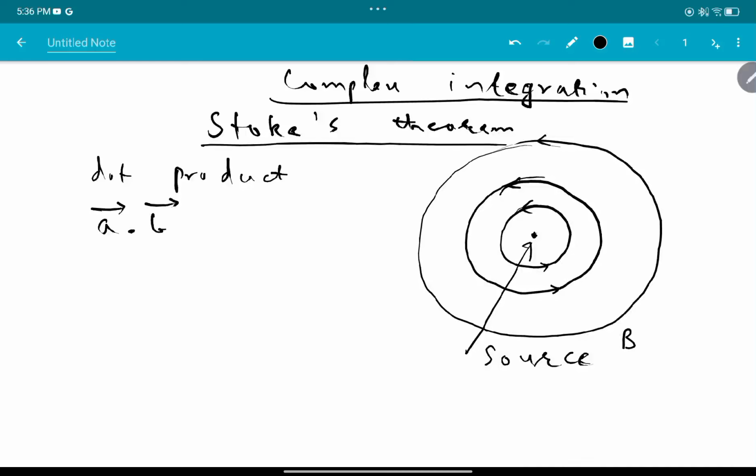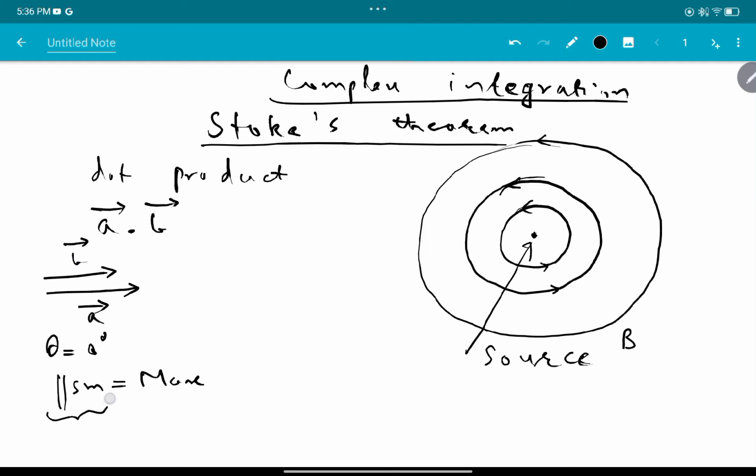Suppose you have a vector A, then vector B like this, and the two are parallel. No doubt about them. The angle between them is 0 degrees, and parallelism is maximum. Now, we say that the dot product is maximum. By dot product, we mean their parallelism. The dot product is a way of measuring this parallelism.